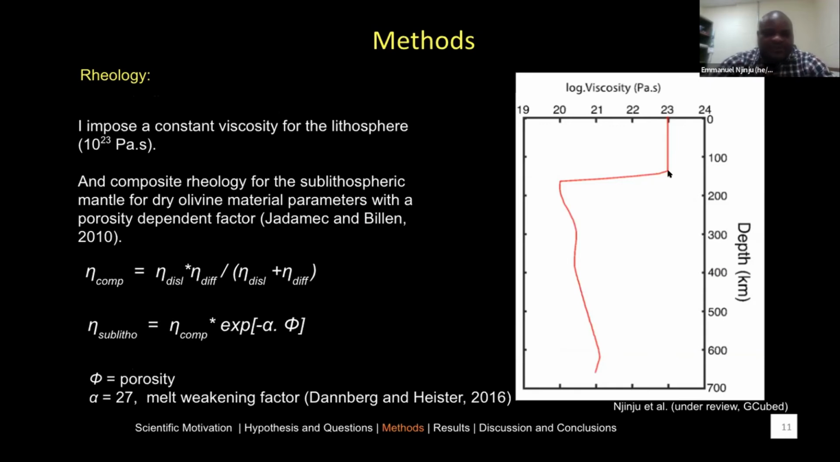But in the sublithospheric mantle, we implement a composite rheology of dry olivine, whereby the composite rheology is simply the harmonic average of the viscosity that we get for dislocation and diffusion creep flow laws. And we use the composite viscosity as a background viscosity, and also include porosity weakening to get the viscosity in the sublithospheric mantle.